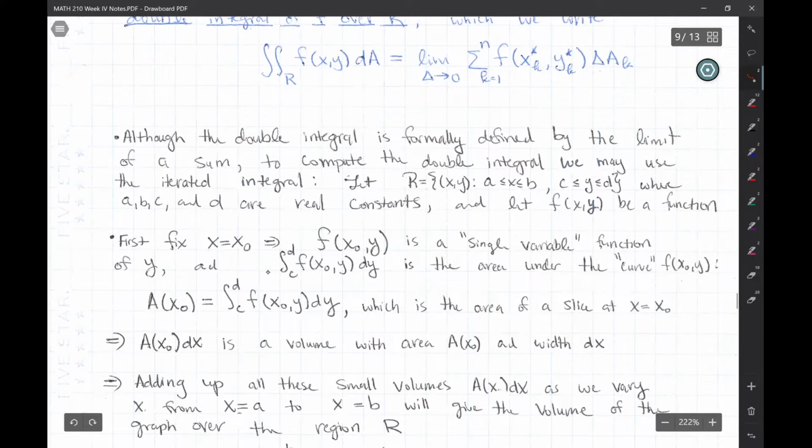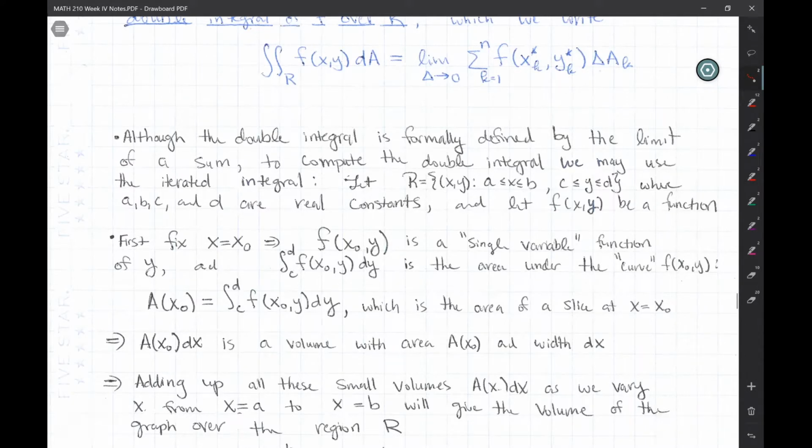Okay, and now integrate the function from y equals c to y equals d. What is that going to give you? Well, if fixing x naught gave you a slice, you're going to get the area under that slice, right? So you'll get the area under the curve. Which curve? The curve of this function of one variable, where x naught is fixed at a value and y is allowed to vary. So this then will give you the area of that slice.